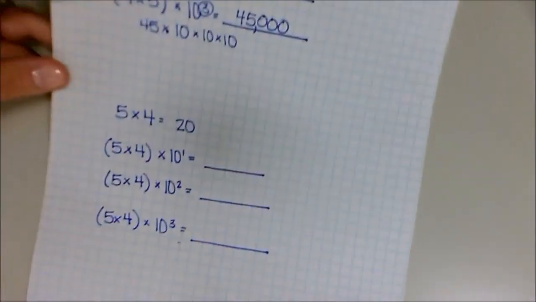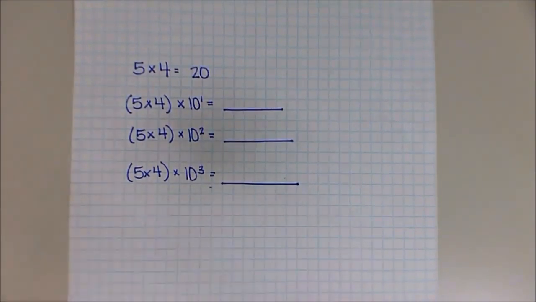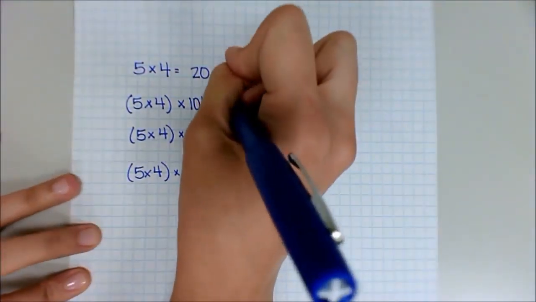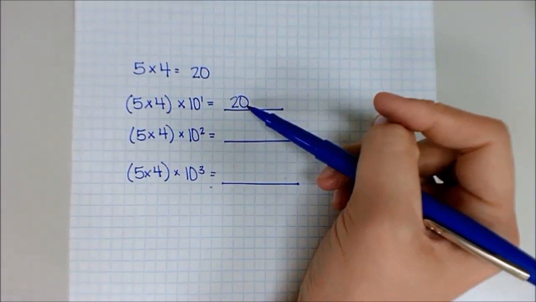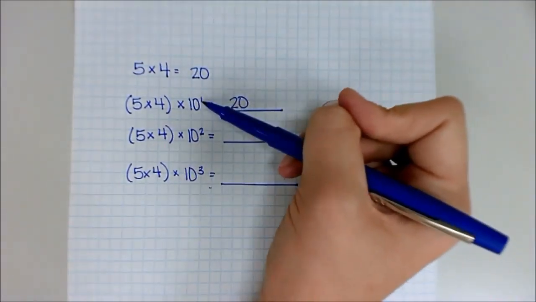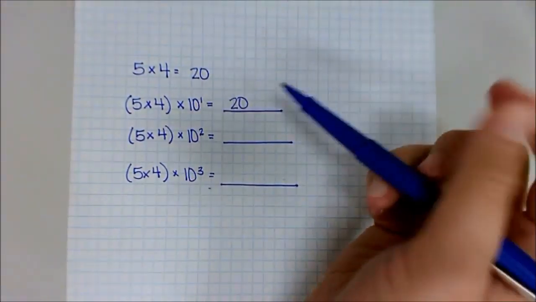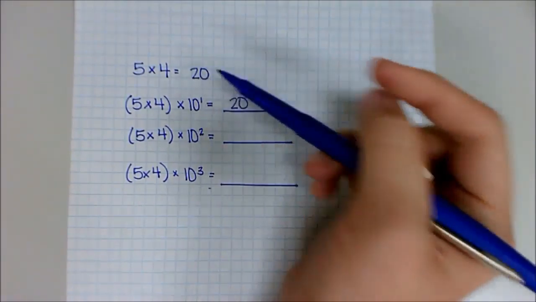Let's look at a few more. My next problem is 5 times 4. Since it's in the parentheses, I do that first. I know 5 times 4 is 20. Okay, well, I have a 0 here. But this 0 is not the 0 that this exponent is talking about. This 0 is a part of the basic math fact.